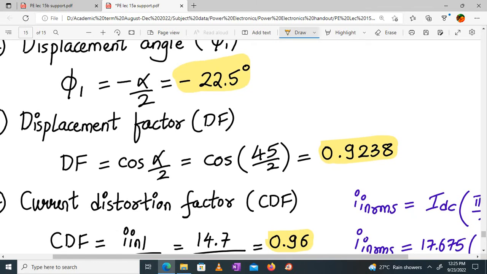देन डिस्प्लेसमेंट फैक्टर इज कॉस अल्फा बाई 2. अभी कैलकुलेटर्स को ट्रबल करो. You don't trouble your brain in this. Cos of 45 by 2.